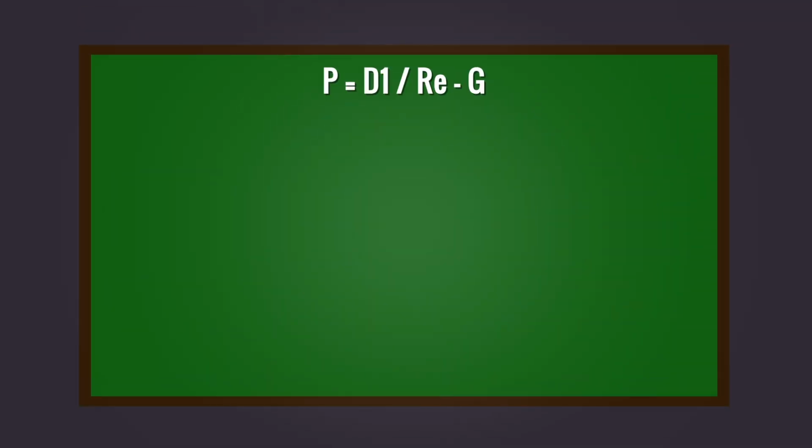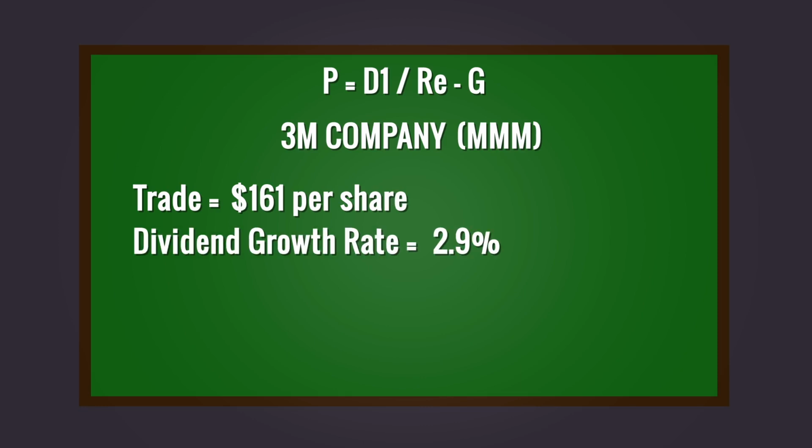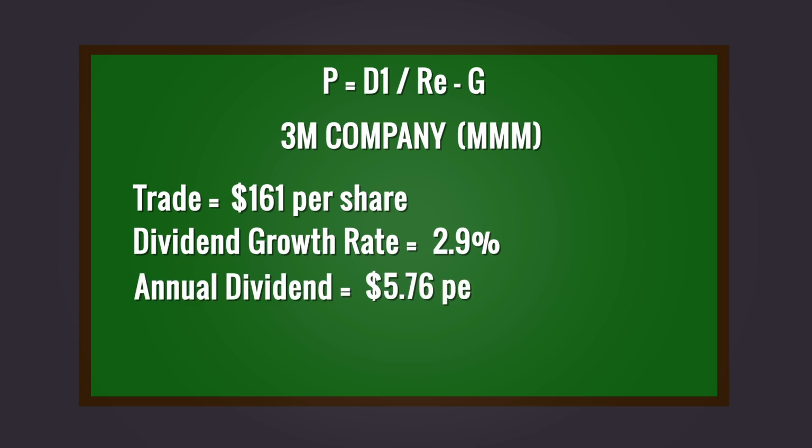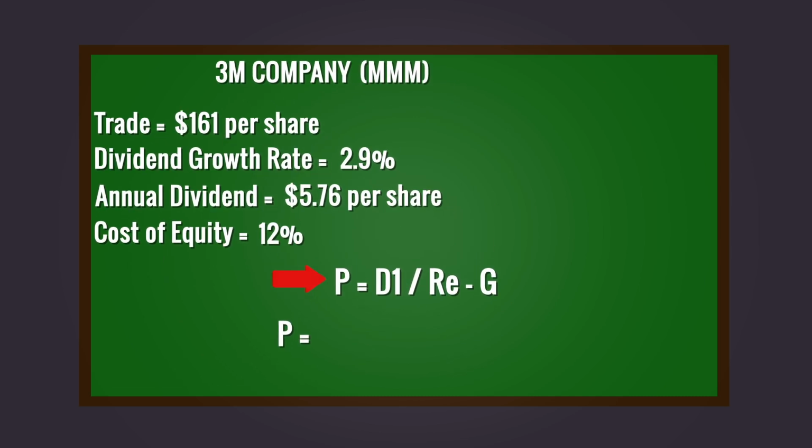Let's say you want to invest in the company 3M, ticker MMM. 3M is currently trading at $161 per share and has a 3-year dividend growth rate of 2.9%. 3M's current annual dividend is $5.76 per share. Let's say our cost of equity is 12%. We're solving for P, the price per share's present value.